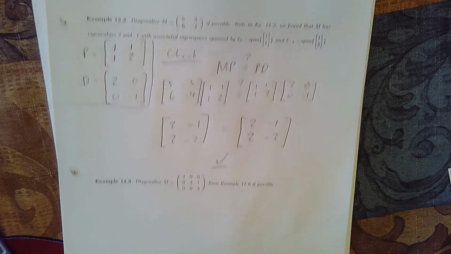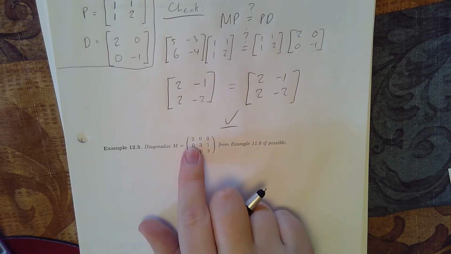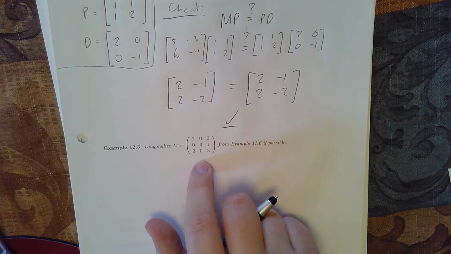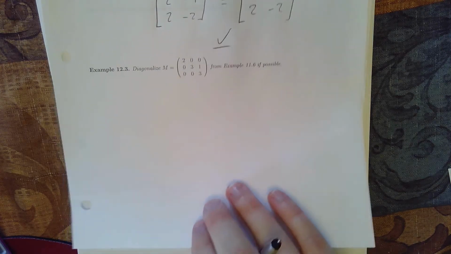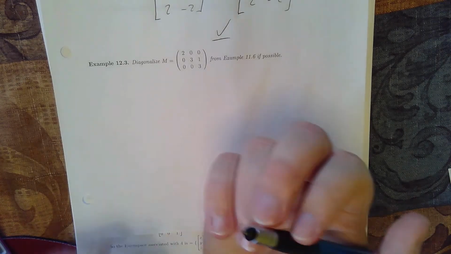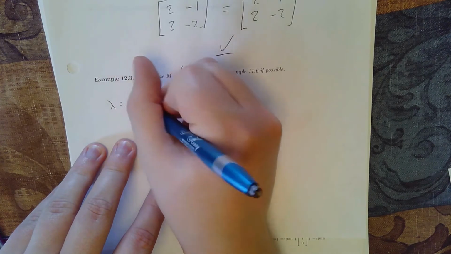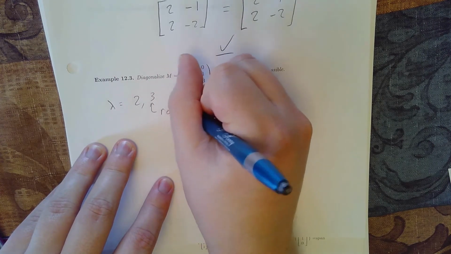All right, so we had another earlier example where we had a matrix 2, 0, 0, 0, 3, 1, 0, 0, 3, and we want to try to diagonalize this matrix as well. So we found that our eigenvalues from before were 2 and 3, where 3 was repeated.